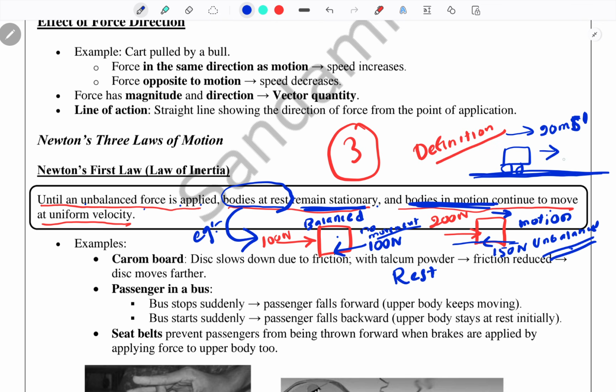An object is moving. They are called bodies in motion, right? A moving object continues to move at uniform velocity. What does this mean? It keeps going at uniform velocity. That means if it is going at 20 meters per second, if you look at that vehicle after 1 minute, it is still 20 meters per second. After 30 minutes also the speed is 20 meters per second. It's not changing with time.